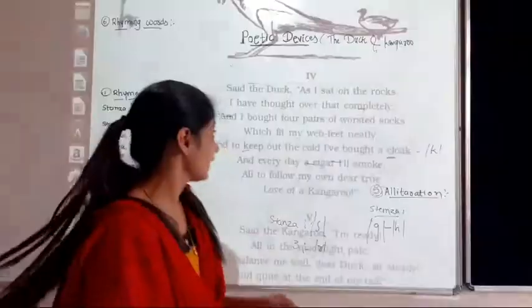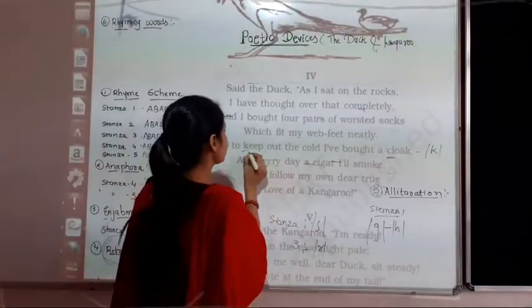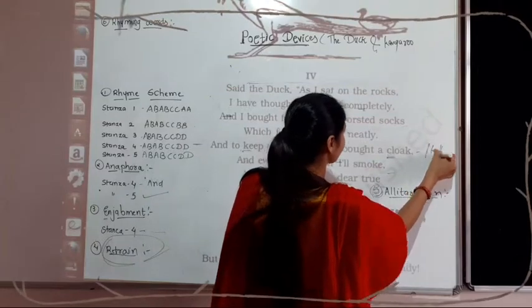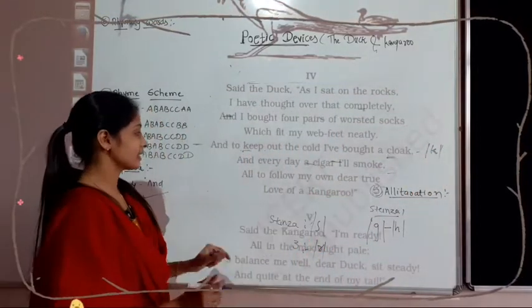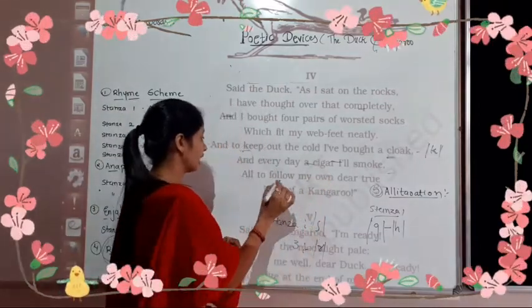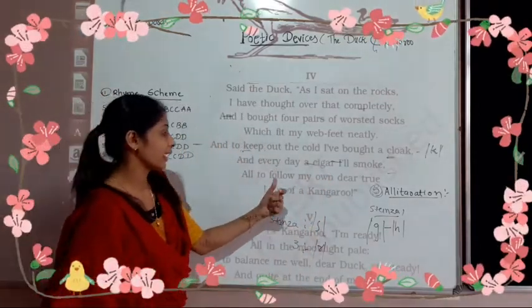Then we'll see the next stanza. See students, K sound is also repeated, right? So K is also an example of alliteration. Here we have some examples, and here there is not any. Others we have to find ourselves.